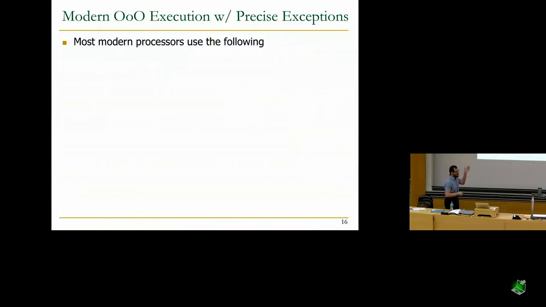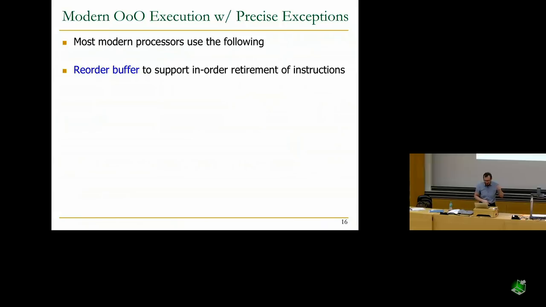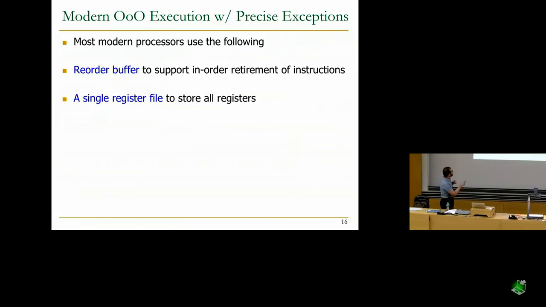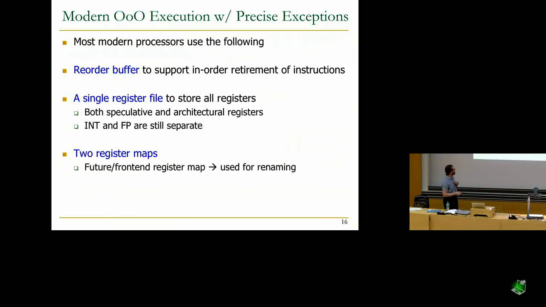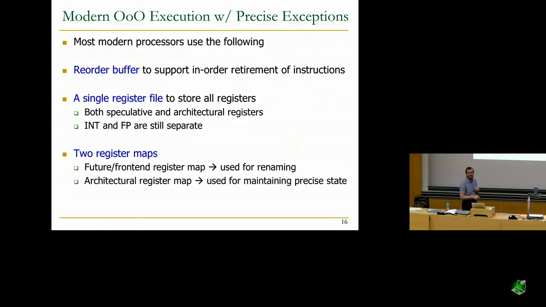Okay, so basically, I think I already said this. Most modern processors use the following. They use a reorder buffer to support in-order retirement of instructions. They use a single register file to store all registers, architectural as well as speculative. Speculative registers are also called rename registers. And integer and FP are still separate, as we will see in a lot of the pictures and as you're seeing in your reading. And there are two register maps, just like I showed you: a future or front-end register map, or register alias table, that's used for renaming, and an architectural register map at the back of the pipeline that's used for maintaining precise state, keeping the architectural state.